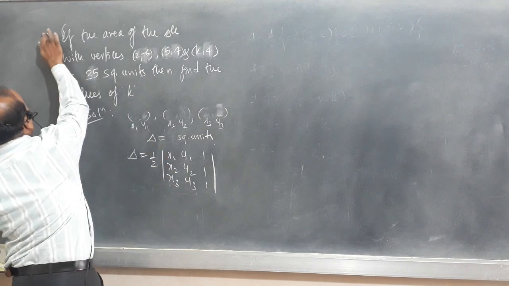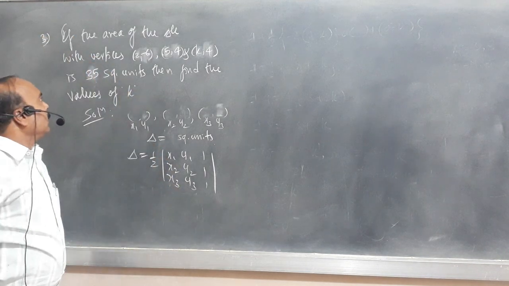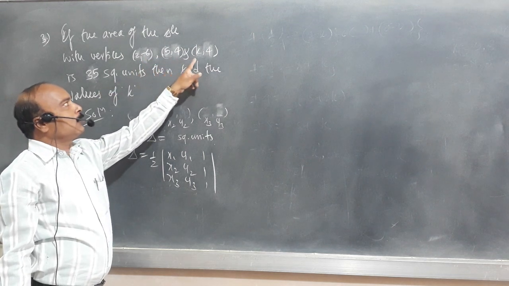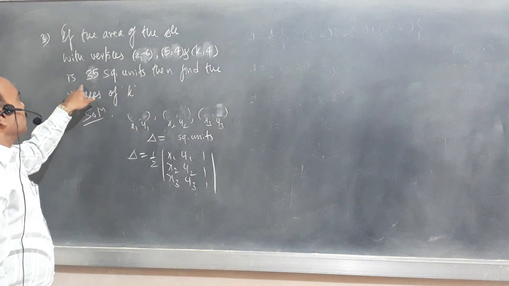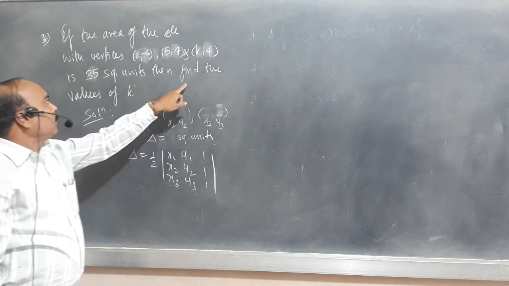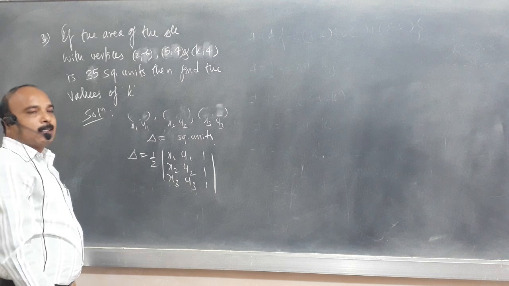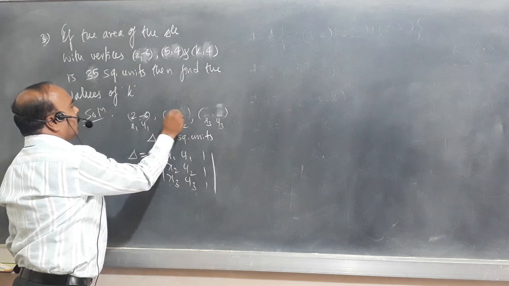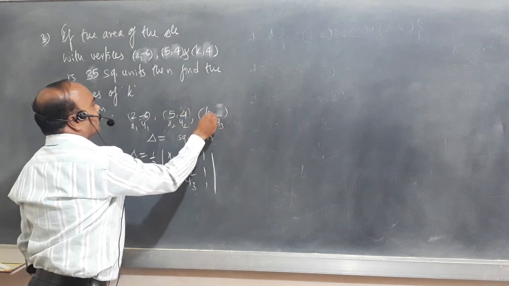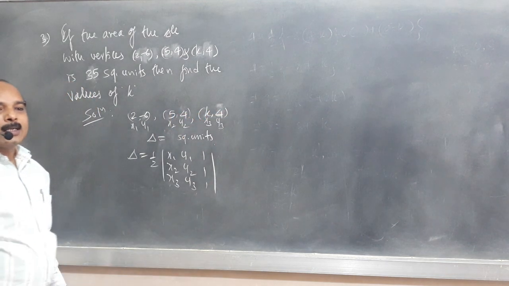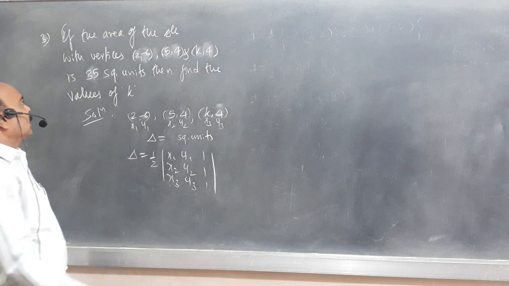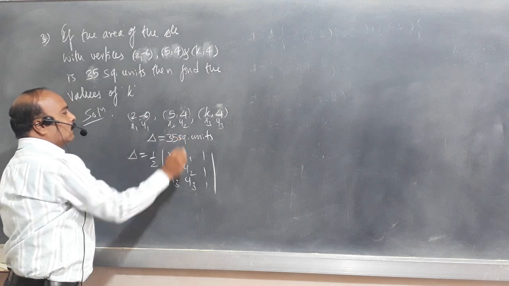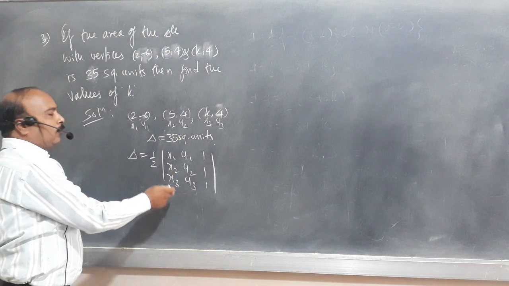Now we go for another example. If the area of the triangle with vertices (2, -6), (5, 4) and (k, 4) is 35 square units, then find the values of k. Here the given vertices are (2, -6), (5, 4) and (k, 4). These are the vertices of the triangle, and the area of the triangle is given as 35 square units. Now we can use the same formula.